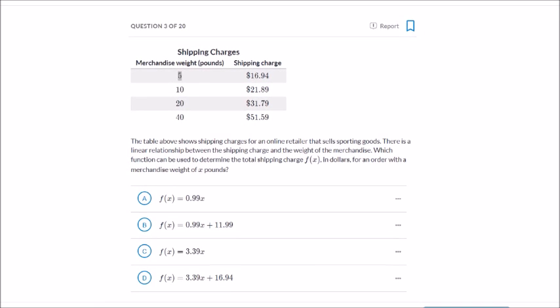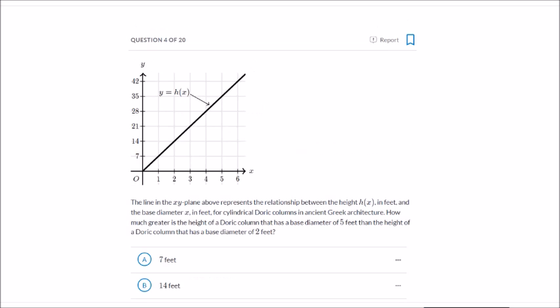Right there. Okay, so if you see 0.99 plus this function right here, it makes the most sense, because if you put 5 in there, you'll get the 16.94. This function doesn't make as much sense, because if you put 5 in there, you get the 4.95, which assumes there's no initial charge, even though there is an initial shipping charge. Yeah, there's an initial shipping charge, plus the amount of pounds that you send.